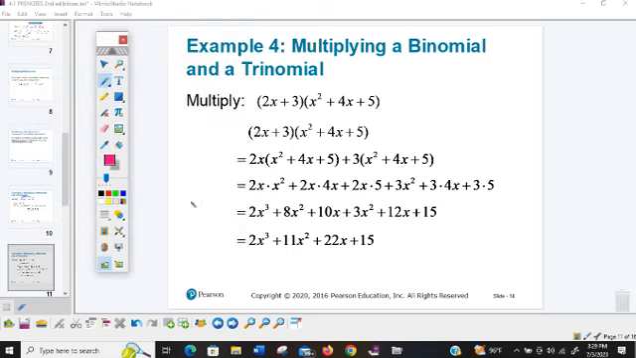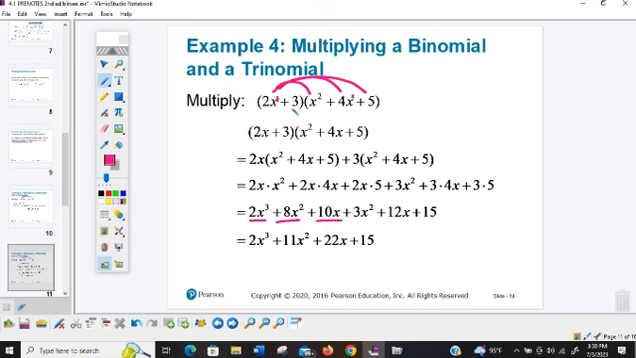What we're going to do is take the first term and multiply it by everything, then the second term and multiply it by everything. Okay, so 2x times x squared. Well, 2 times 1 is 2, and when I add my exponents there, I get 2x cubed. 2x times 4x. 2 times 4 is 8, and I have 1x here and 1x here. That's going to give me 2 when I add them together, so 8x squared. 2x times 5, well, 2 times 5 is 10, and then we have that 1x.